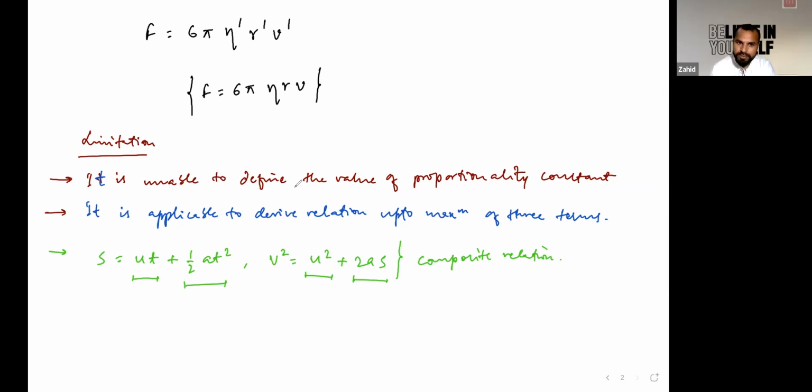It is unable to define the value of proportionality constant. Okay, why? So the relationship between quantities containing plus sign or minus sign is termed as composite relationship. So using dimension analysis, it will not be applicable to derive these types of relationship. Using dimension analysis, you will be able to calculate relationship containing product or division.